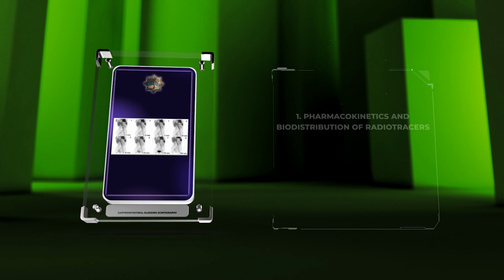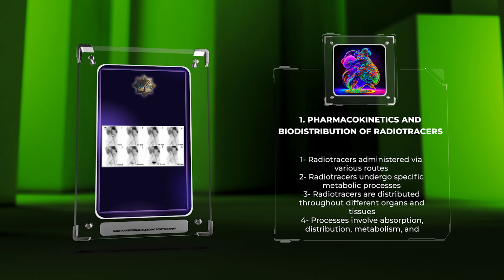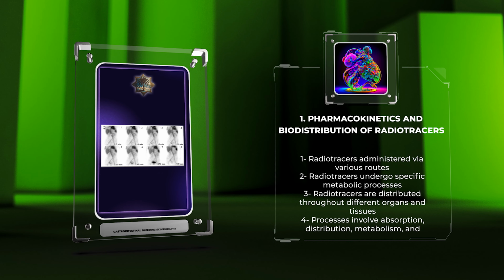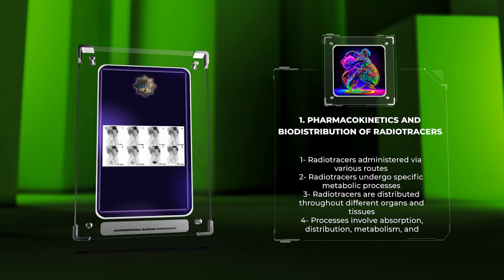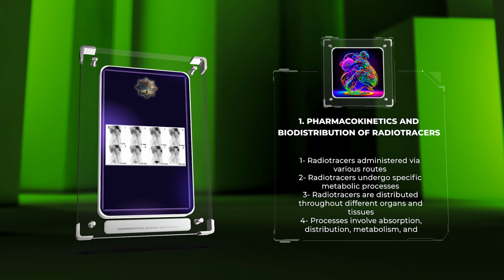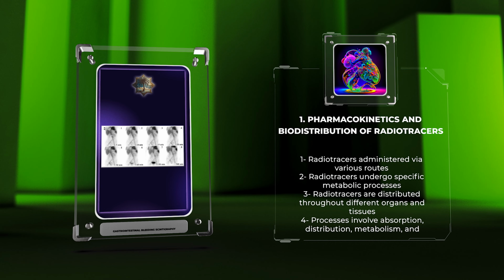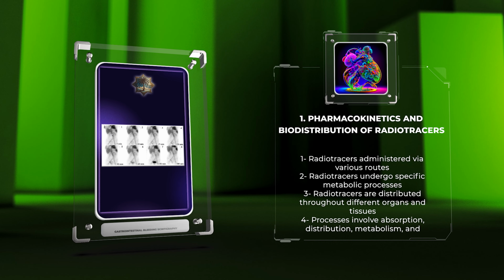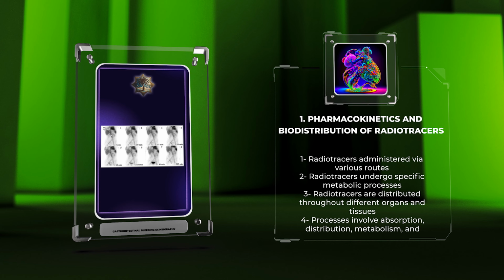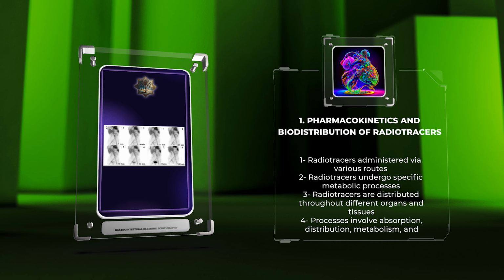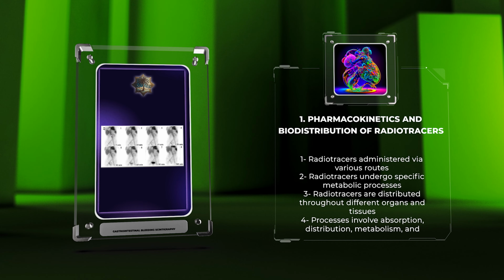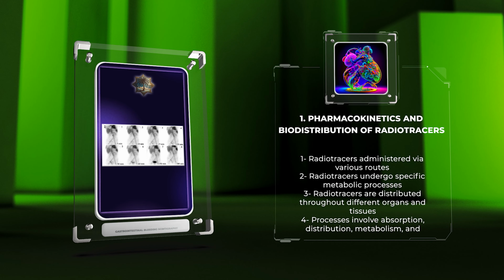Pharmacokinetics and biodistribution are crucial to understanding the behavior of radiotracers used in scintigraphy. Radiotracers are administered to patients via various routes, such as intravenous injection, oral ingestion, or rectal administration. Once introduced into the body, radiotracers undergo specific metabolic processes and are distributed throughout different organs and tissues. These processes involve absorption, distribution, metabolism, and excretion, ADME. Knowledge of the pharmacokinetics and biodistribution helps radiologists interpret scintigraphy findings accurately, allowing for the identification of bleeding sources within the gastrointestinal system.